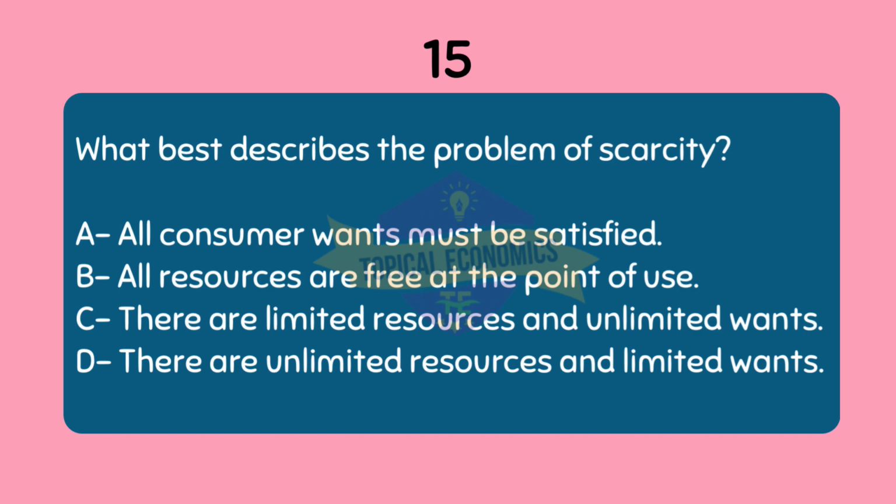When we see the other options. Option A, all consumer wants must be satisfied, is incorrect because scarcity means not all wants can be fulfilled. Option B, all resources are free at the point of use, is not accurate. Many resources have costs associated with them. And Option D, there are unlimited resources and limited wants, is the opposite of the basic economic problem, as scarcity arises precisely because resources are limited.